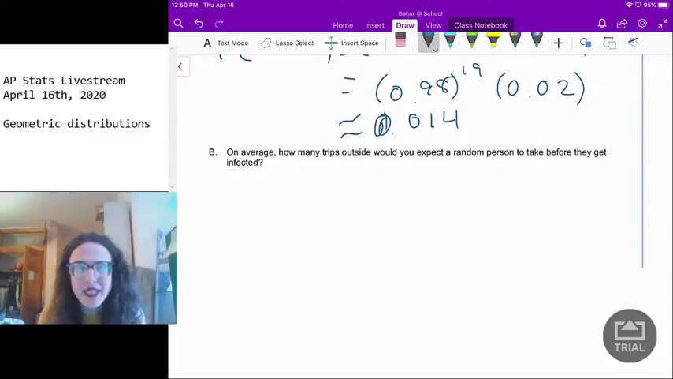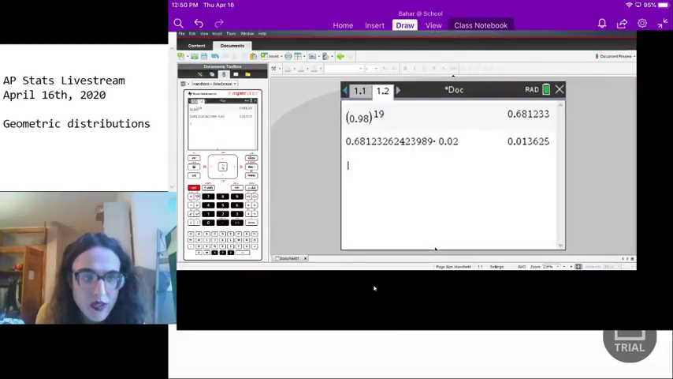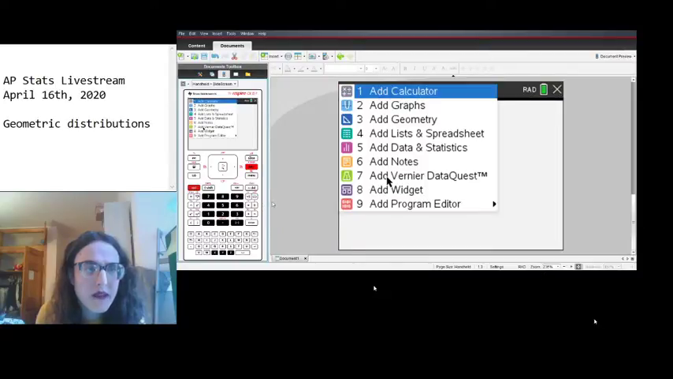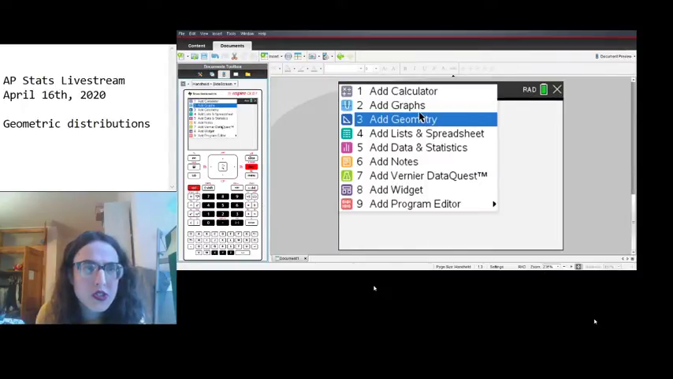But let's actually take a look a little bit further at this. What might it look like if we were to look at the distribution of the probability density functions? So let's take a look. Okay, let's turn on the calculator. All right, so let us open up a graphing page.